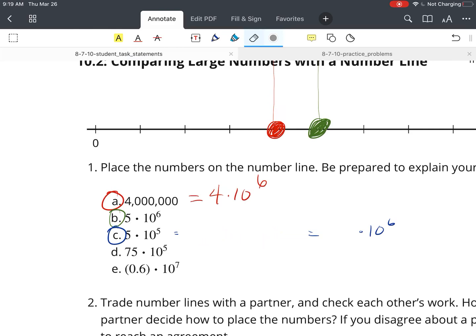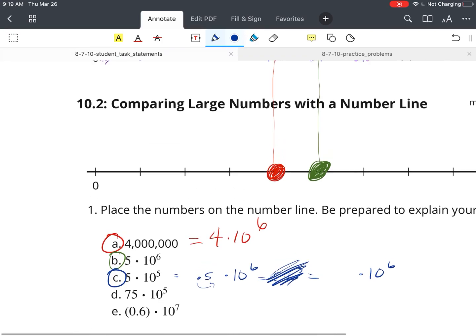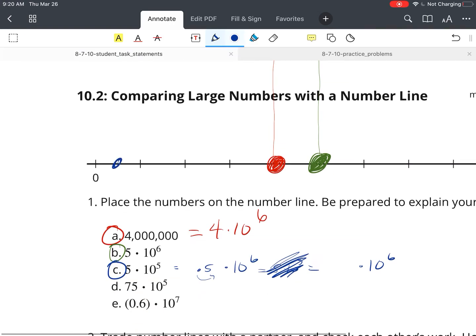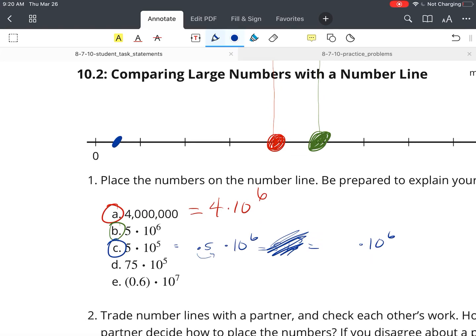What am I trying to do here? I know, okay, here's the thing. I know this is technically 0.5 times 10 to the 6th. Because when you multiply it by 10, you move the decimal over to the right, and then it just becomes 5 times 10 to the 5th. So 0.5 times 10 to the 6th. 0.5 is halfway between 1 and 0. So this is going to be 0.5 times 10 to the 6th.